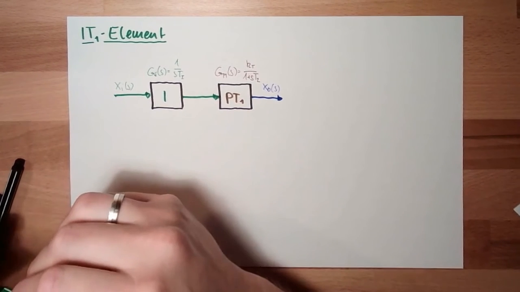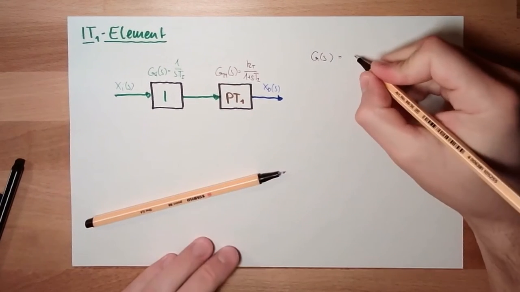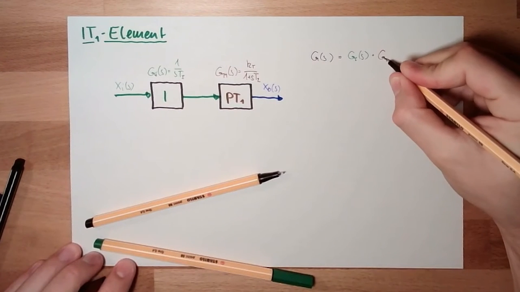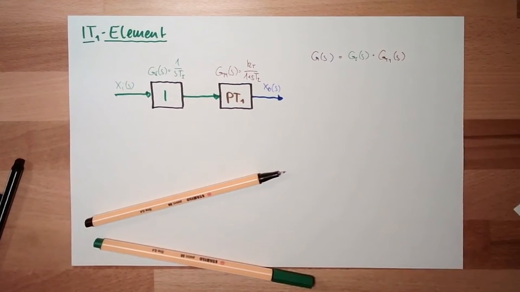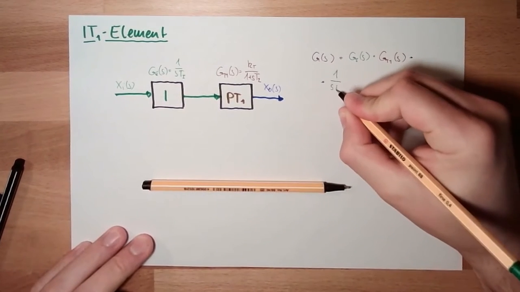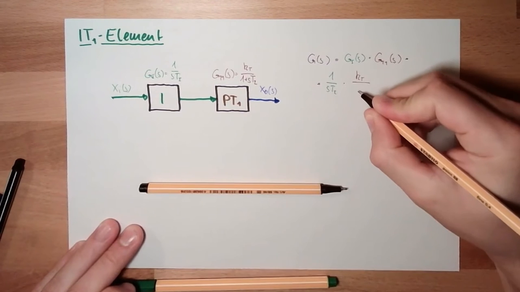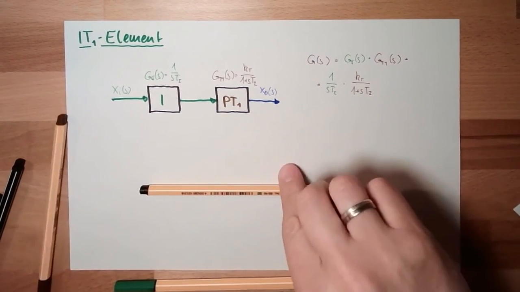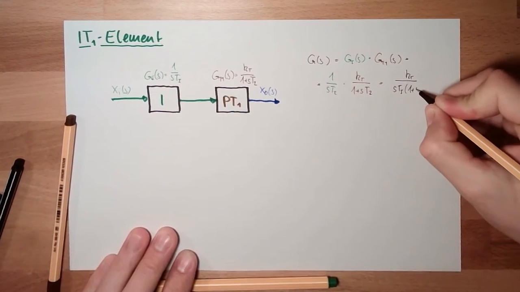So, our global transfer function G from S is GI from S multiplied by GT1 from S. Okay. Let's see what the result is. This is 1 divided by STI multiplied by KT divided by 1 plus ST2. Okay, so in total we could write KT divided by STI times 1 plus ST2.